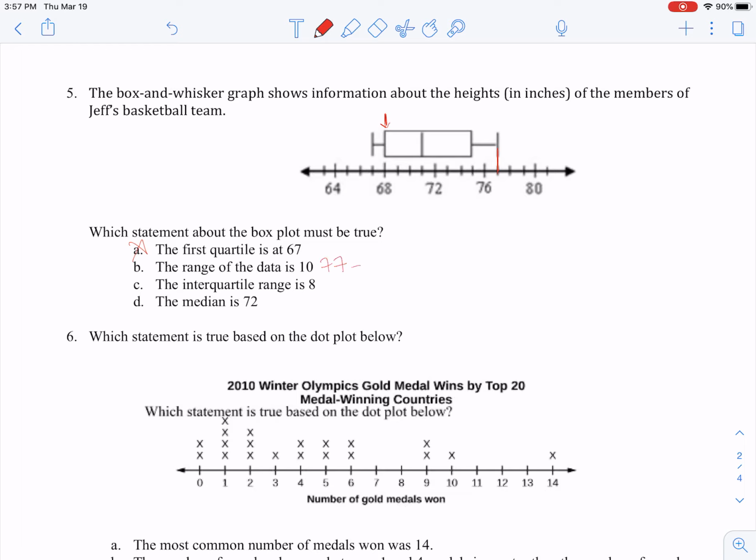And then you have to subtract it by the smallest number, which is right here. And right one below 68 would be 67. And if you subtract those two together, it is 10. So B is correct, but I'm going to make sure B is the only one that's correct.